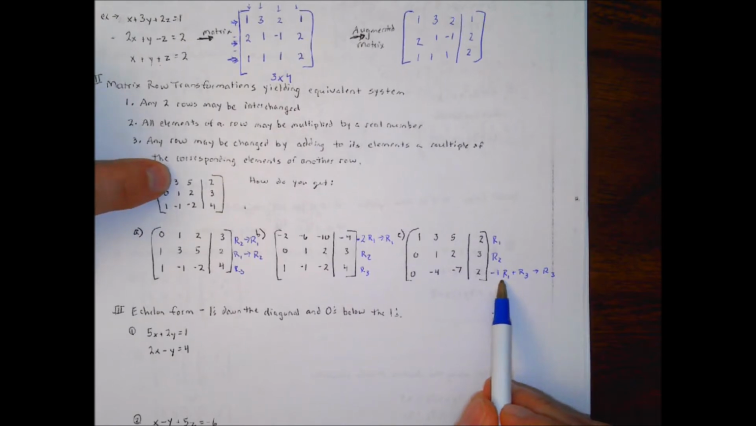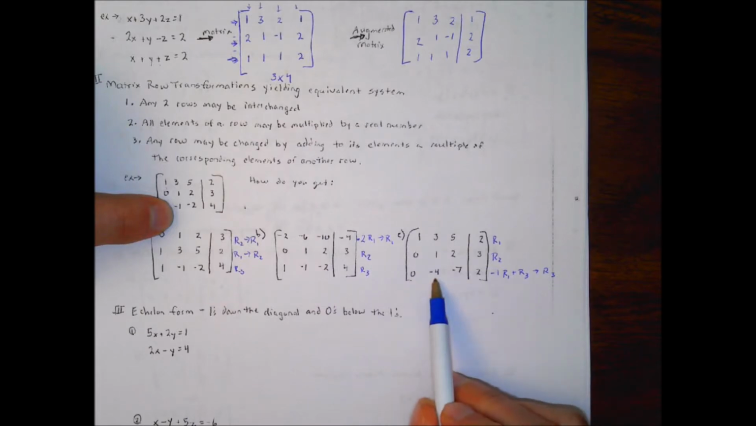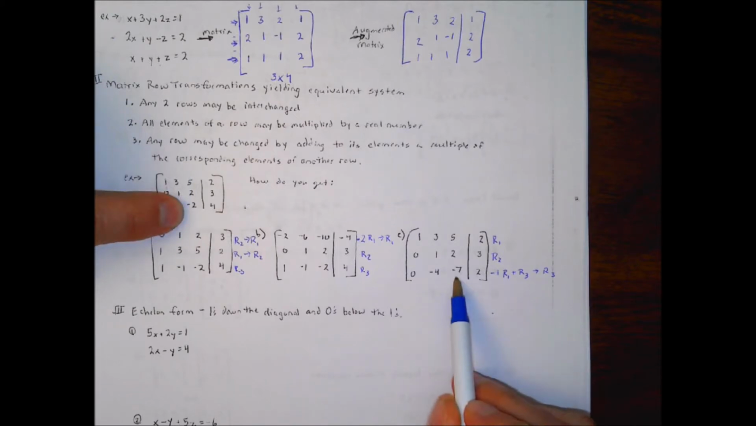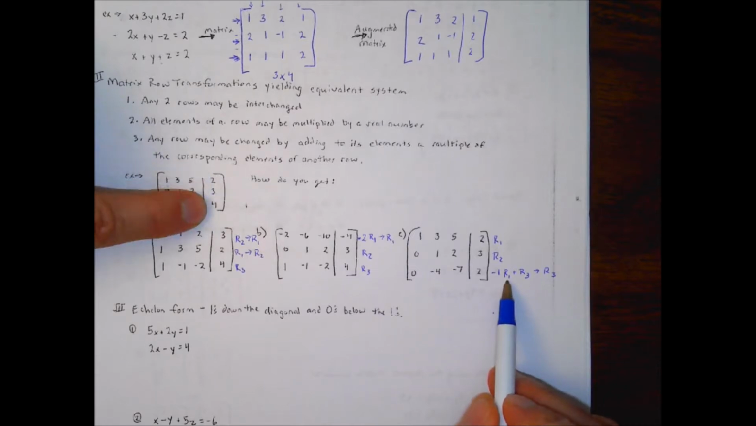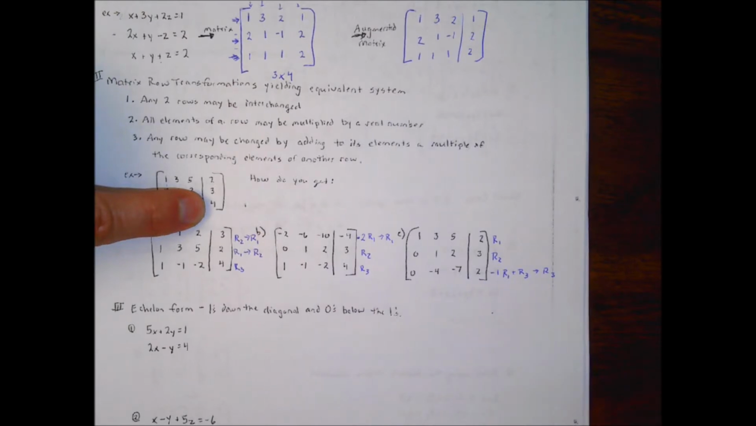3 times -1 is -3. -3 and -1 give you -4. 5 times -1 is -5. Minus 2 more is -7. -1 times 2 is -2. Plus 4 is +2. Okay, so that's how they get that row right there.